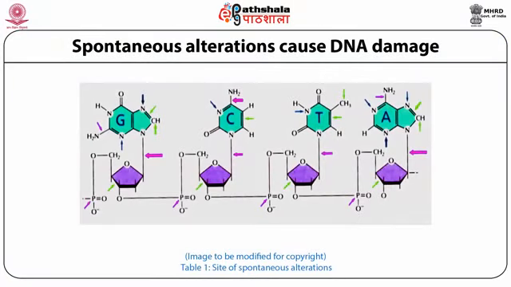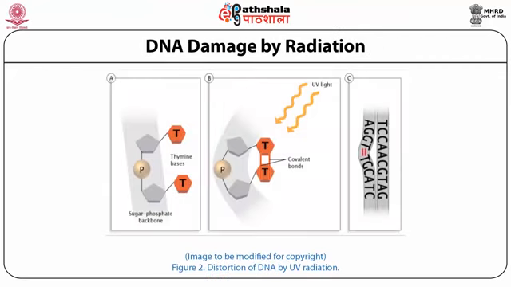The figure shows the sites of spontaneous alterations in the DNA backbone. Red arrows indicate the targets of oxidative damage. Blue and green arrows indicate the sites of hydrolytic damage and alkylation. In this figure, A, B and C show DNA structure before and after UV radiation, which leads to the distortion of the DNA strand. Different high energy electromagnetic radiation in the environment, including ultraviolet light, ionizing radiation and certain chemical agents, can physically damage DNA.